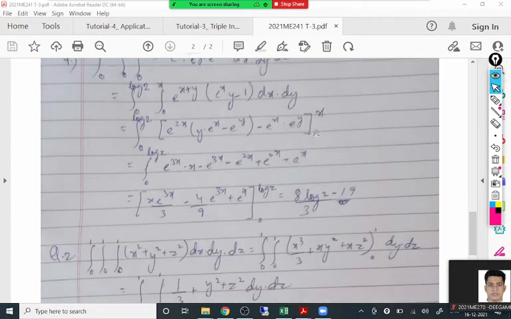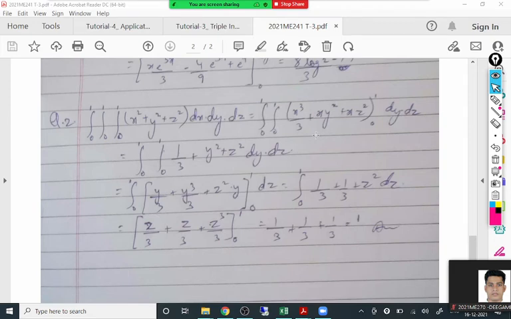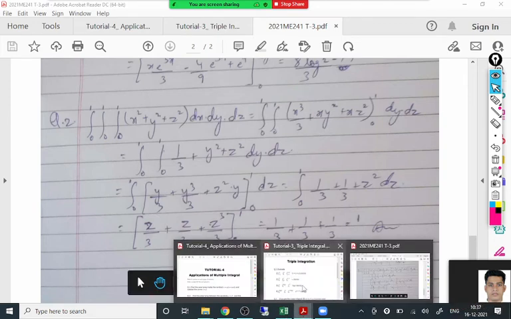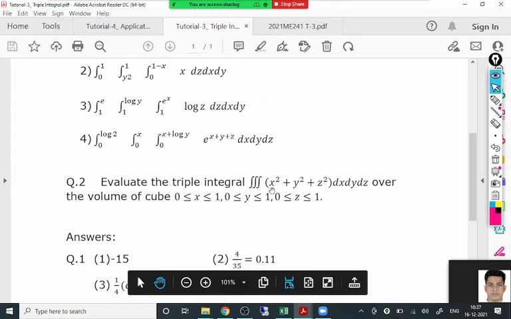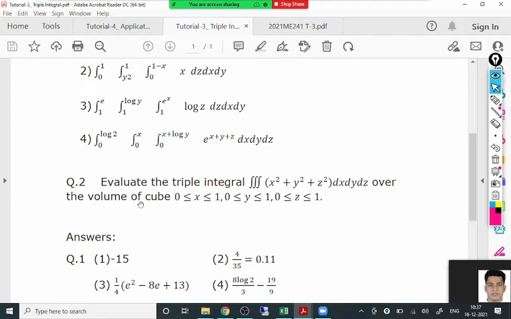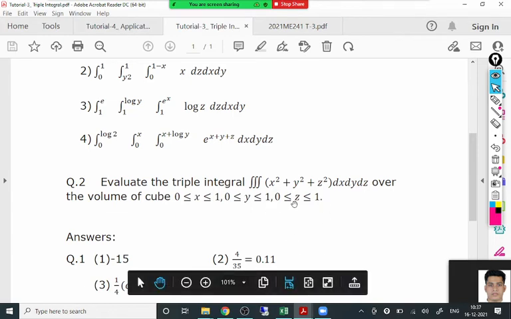Okay, so moving to question number 2. Question number 2 is one of the simple ones, but it is asked in a slightly different way. It says, evaluate this triple integral, limits not directly given. Instead, it says, evaluate the triple integral over a cube, a cube with a surface of 1 square unit. Okay, so x 0 to 1, y 0 to 1, z 0 to 1. So indirectly, we are given the limits of x, y, z.